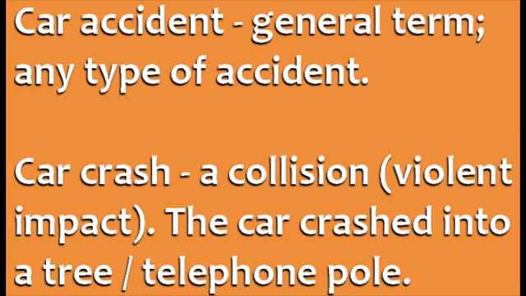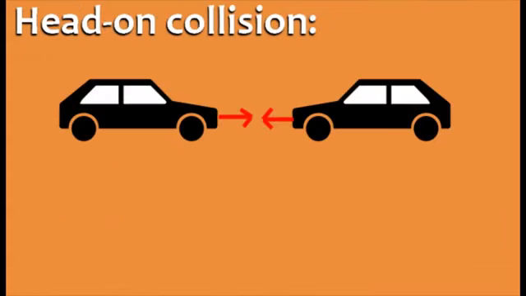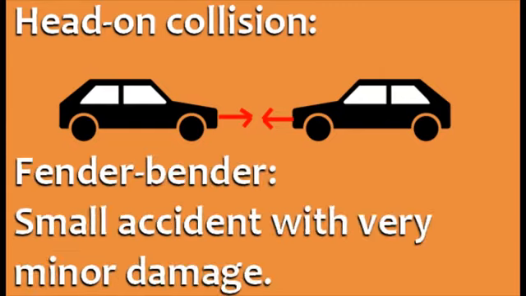Here are 4 specific types of accidents. When two vehicles crash into each other while traveling in opposite directions, we call this a head-on collision. This is one of the deadliest types of accidents. On the other end of the spectrum is a fender bender. This describes a small accident with very minor damage to the cars involved.